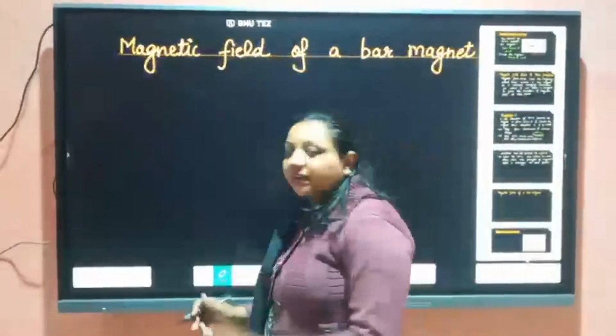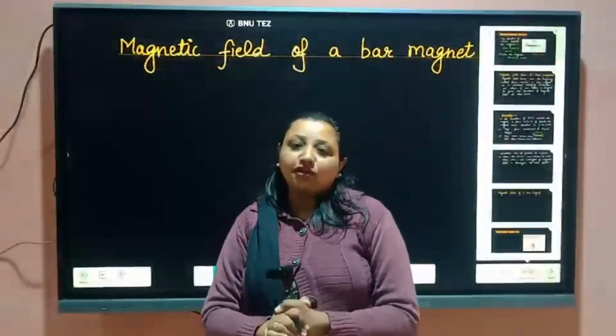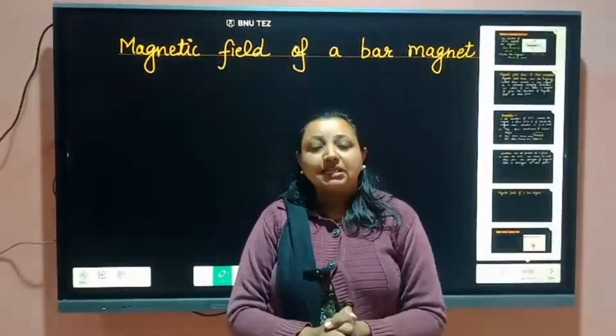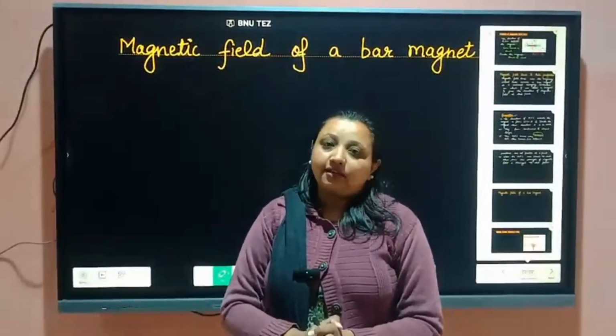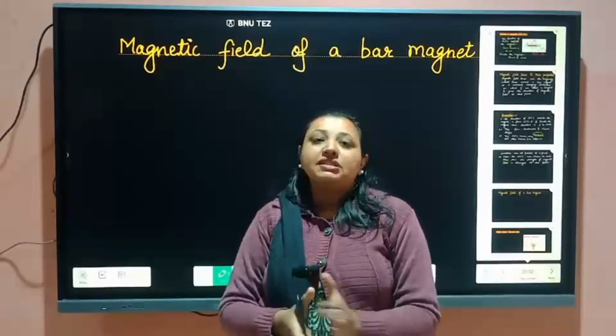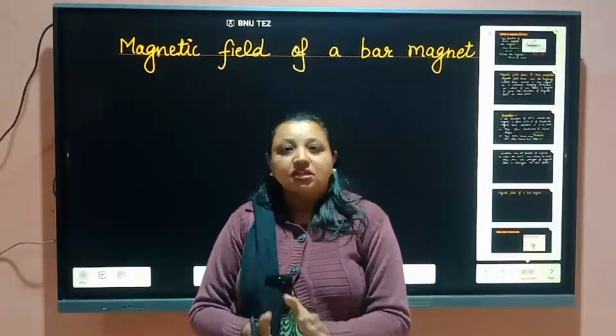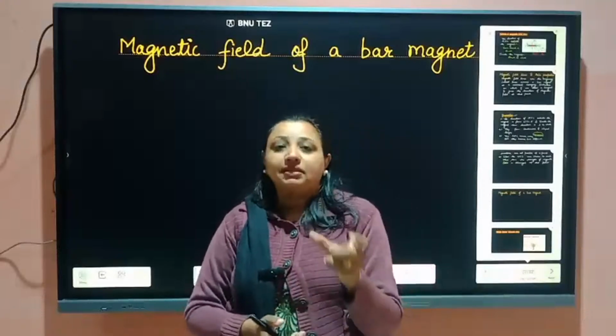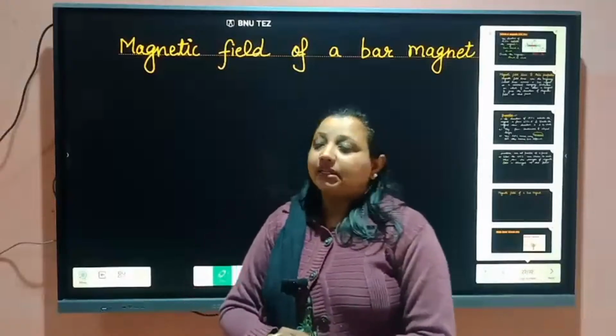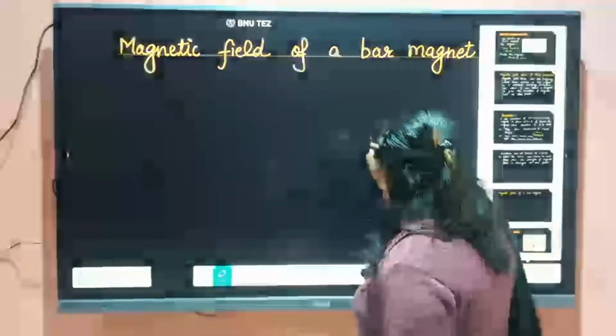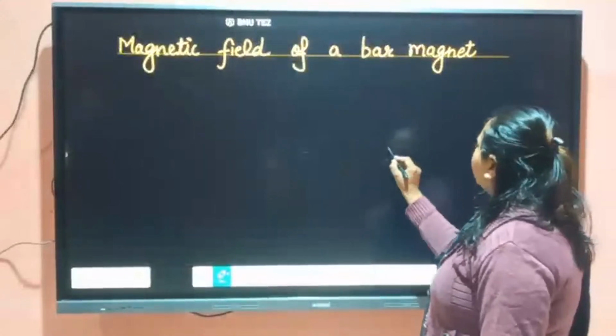Right? So we have discussed in the previous classes what a magnetic field is. Magnetic field is a field or space around a magnet or a current carrying conductor in which magnetic force can be experienced. It is represented by the letter B and its SI unit is Tesla. So now we discuss the magnetic field around a bar magnet.